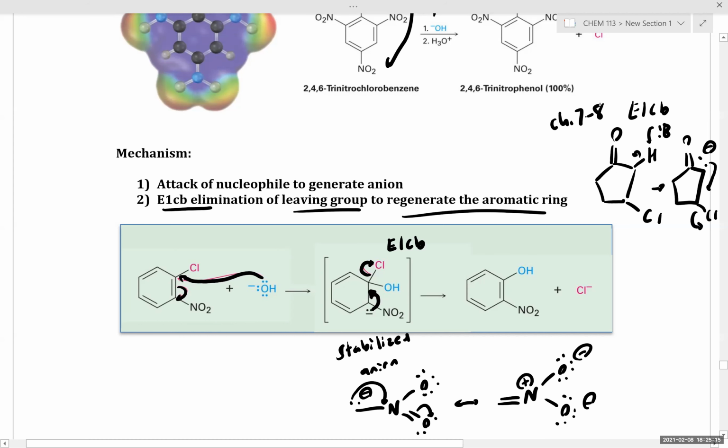So generally, good leaving groups are stabilized anions that are generally weak bases and generally very weak nucleophiles. So a good leaving group is a very stabilized anion that is generally a very weak base. Does that answer your question?